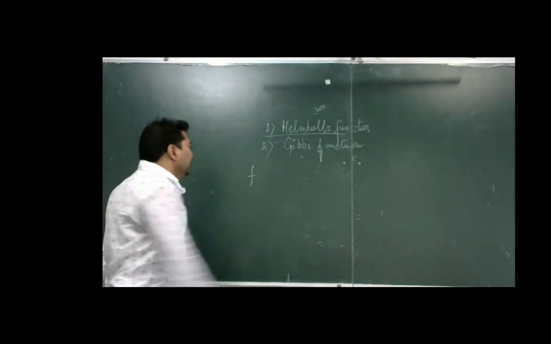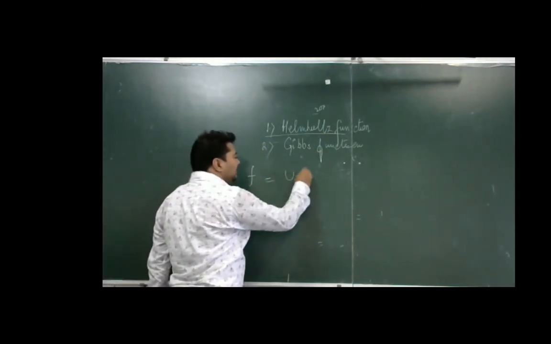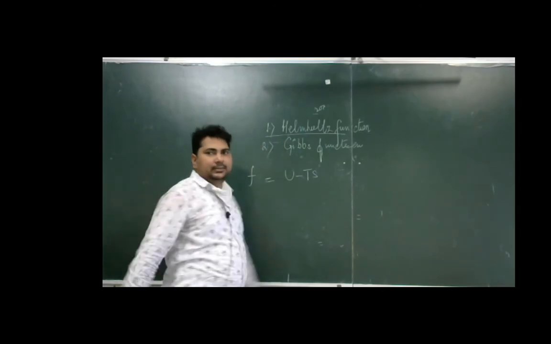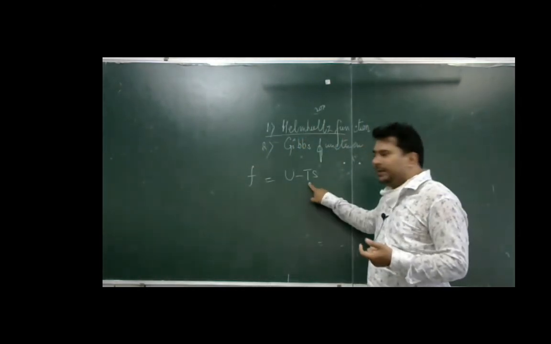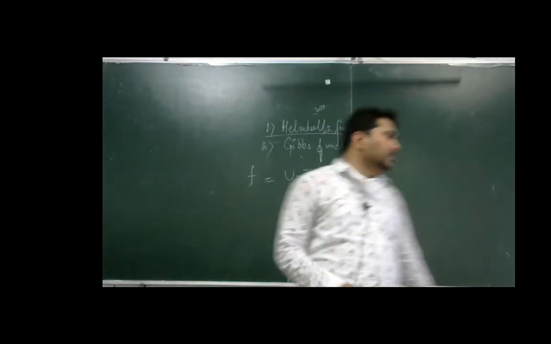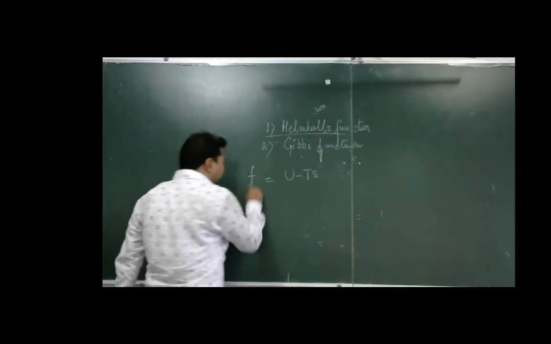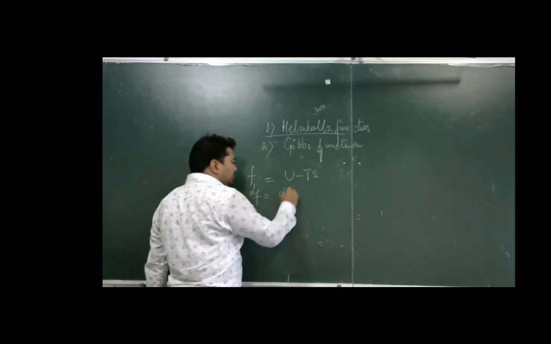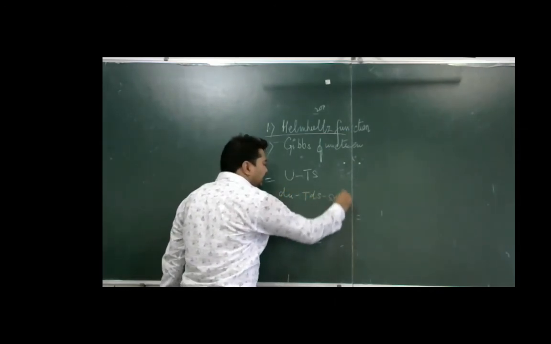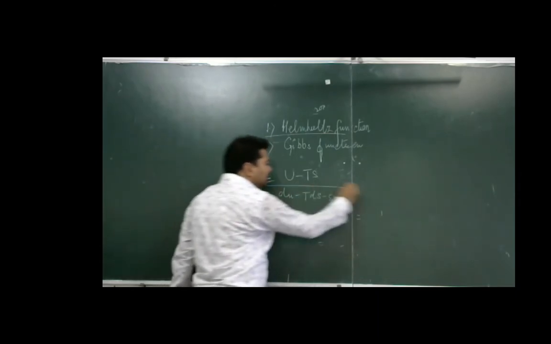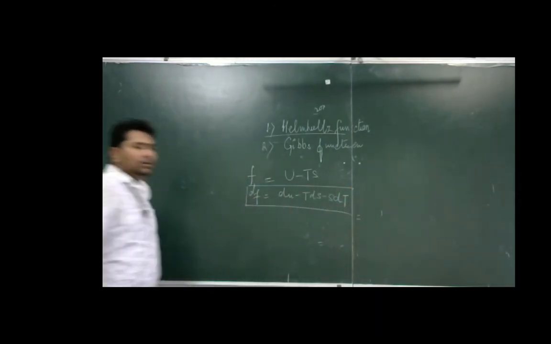हेल्महोल्ट्ज फंक्शन को हम लोग F से इंडिकेट कर सकते हैं। हम पहले भी डेफिनेशंस बता रहे हैं। हेल्महोल्ट्ज फंक्शन F is equal to U minus Ts। U इंटरनल एनर्जी, T टेम्परेचर और S एंट्रोपी है। इसको हम इस तरीके से भी लिख सकते हैं dF is equal to dU minus TdS minus SdT, इसको हमने differentiate कर दिया respectively one to another form.